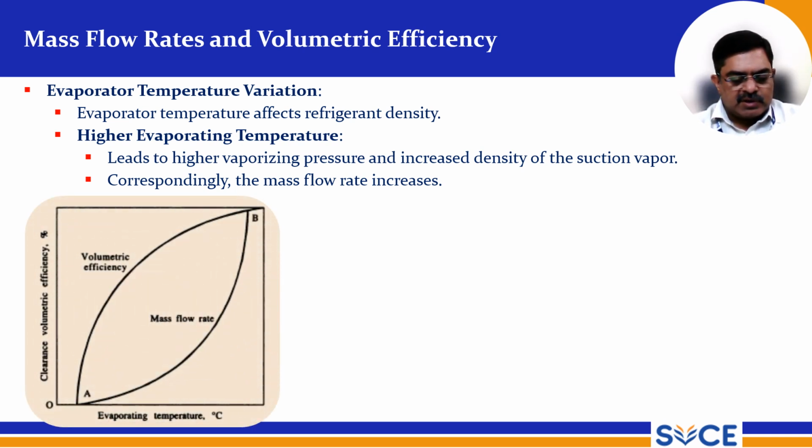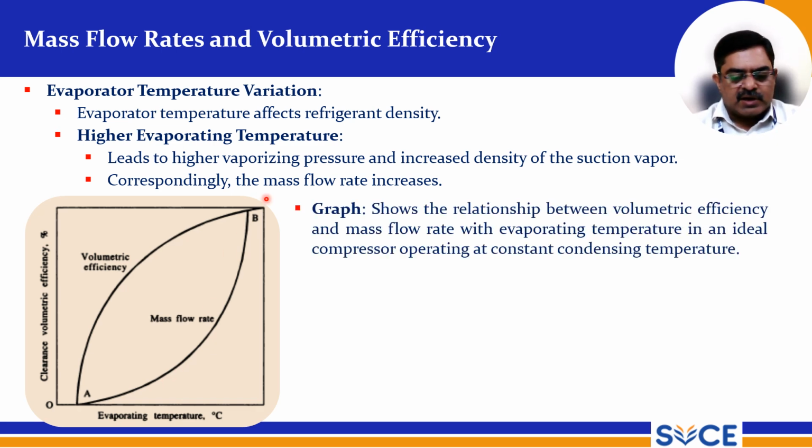Now you can see here, this is evaporating temperature on the x-axis and the clearance volumetric efficiency on the y-axis. So volumetric efficiency is taking this path, and the mass flow rate is taking this path. The graph shows the relationship between volumetric efficiency and mass flow rate with the evaporating temperature in an ideal compressor operating at constant condensing temperature. So here the key points are point A and point B.